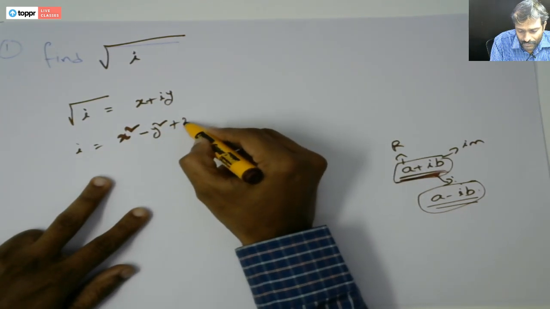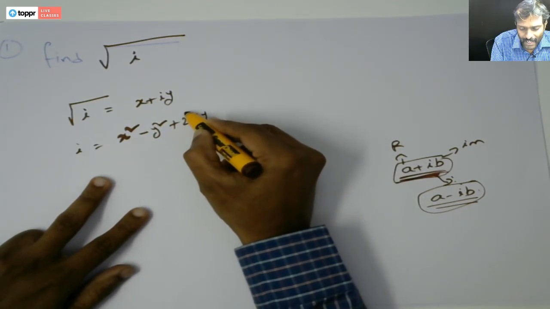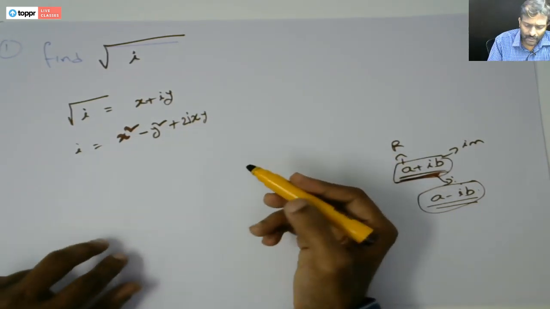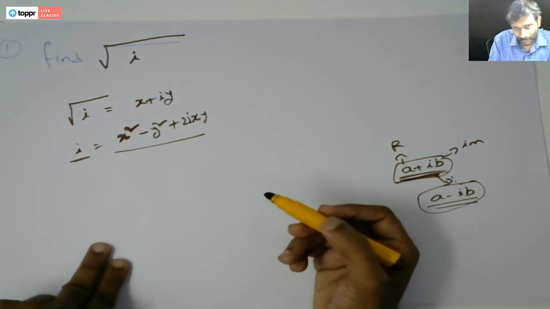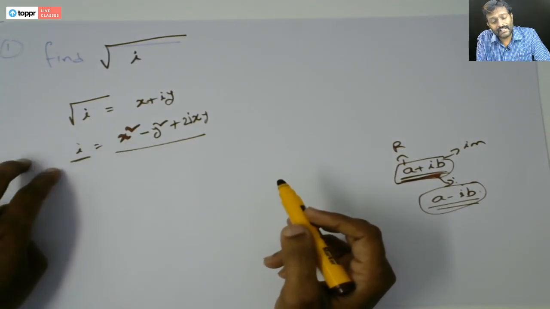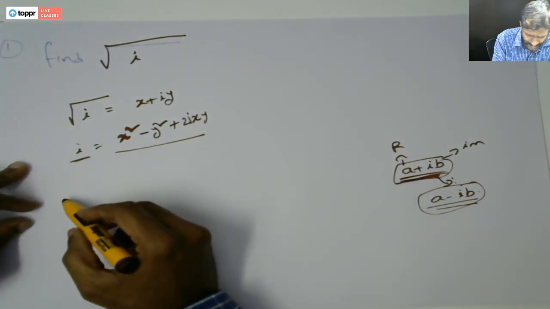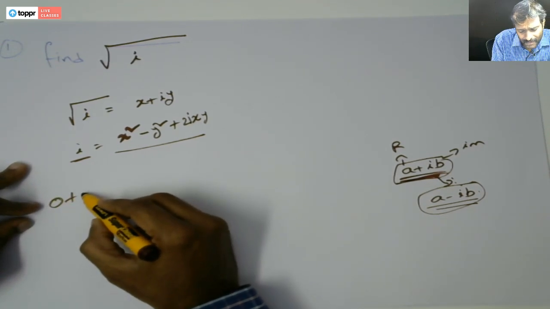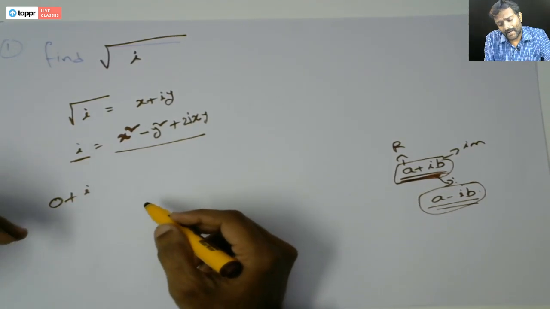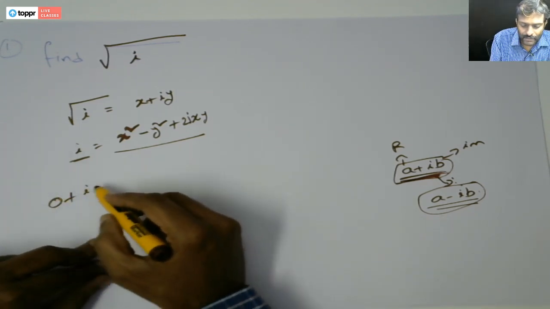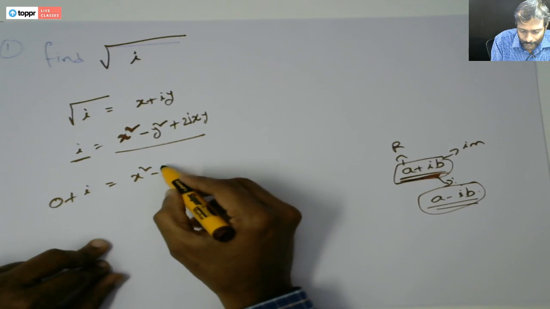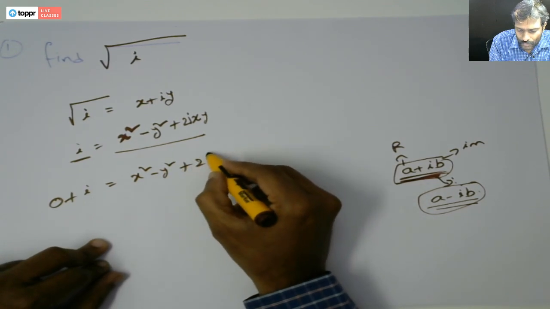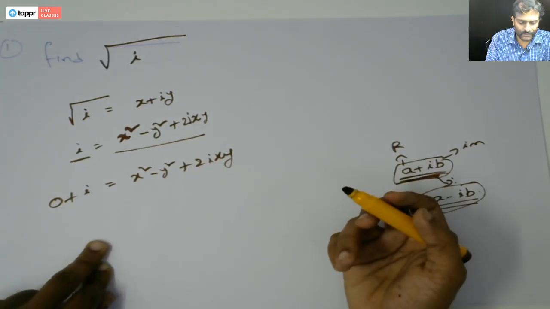And plus 2ixy, right? So if you look at this, this is a complex number, this is also a complex number, but this has a real part and this has no real part here. So I can write this as 0 plus i. So my real part here is 0. 0 plus i is equal to x square minus y square plus 2ixy, right?